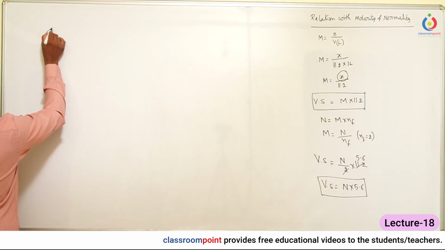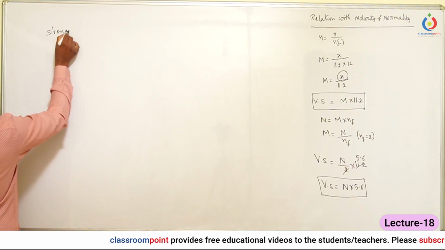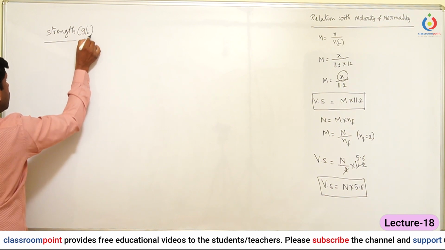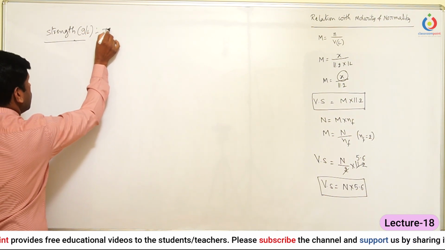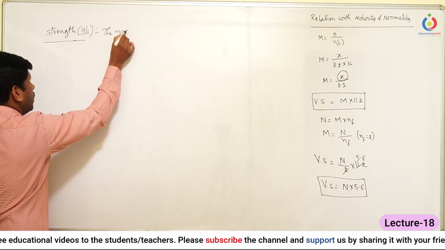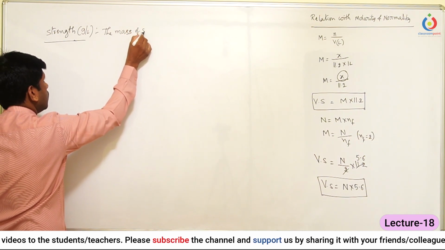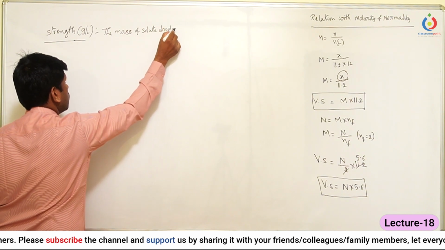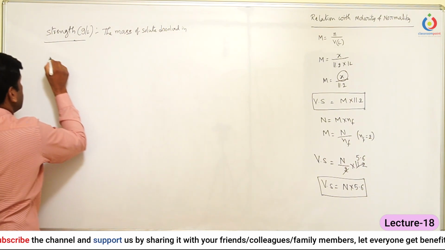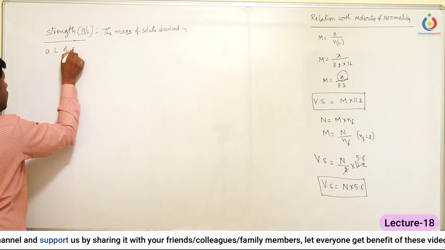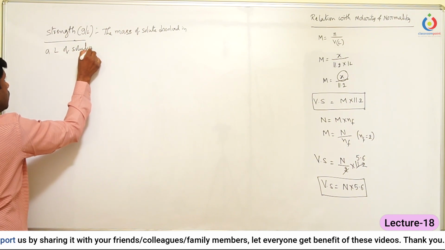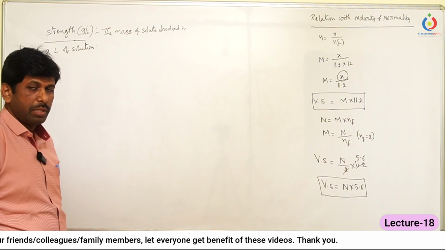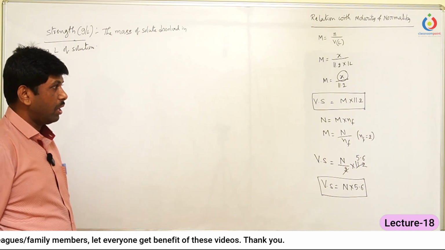So now let us see the strength. The definition of the strength is nothing but the mass of solute dissolved in a liter of solution is called as its strength. That means grams per liter, means mass per liter volume.